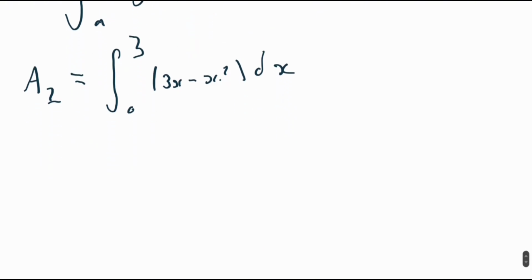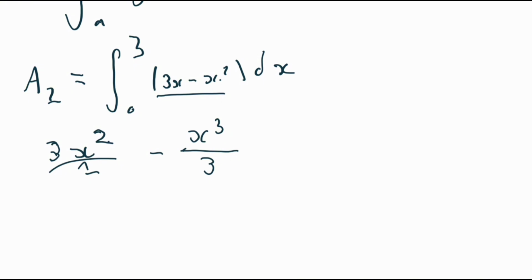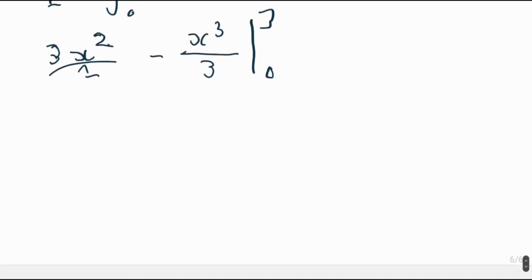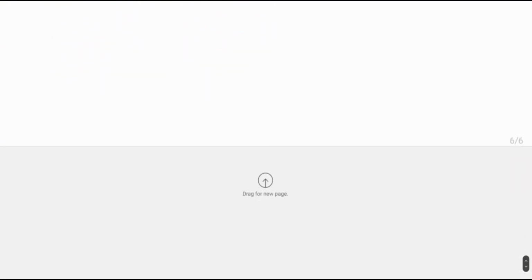Perfect. So now we're going to get the antiderivative of this function. So that would equal 3x squared over 2 minus x cubed over 3. Great. So now we're going to plug in 3 and 0. Okay, so if we do this, it's as follows.